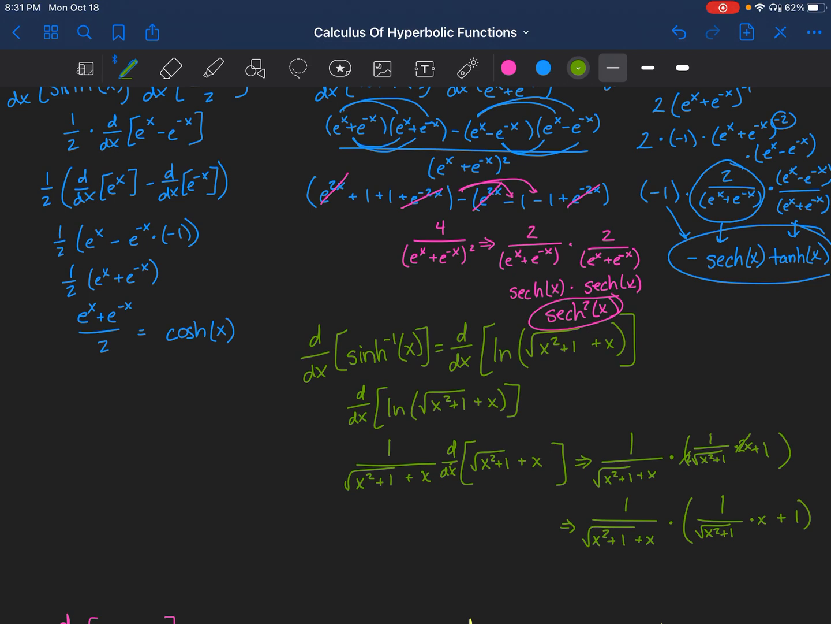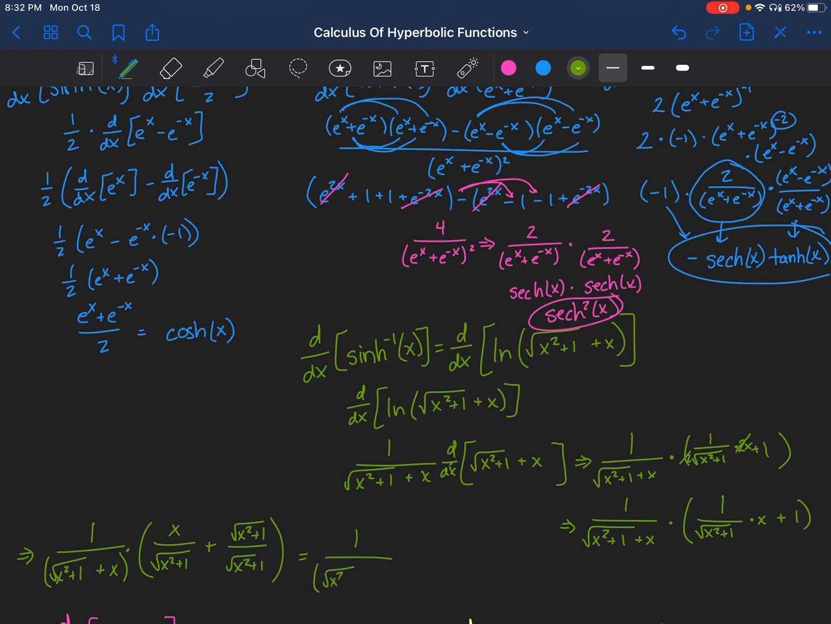Notice it's gotten a little on the messy side here, but we can start trying to work stuff out. For example, I can make that one big fraction. So we'll have 1 over the square root of x squared plus 1 plus x, times, let's move that x on top, x plus the square root of x squared plus 1 over the square root of x squared plus 1. Notice all I did was make a common denominator with this 1 and this x squared plus 1. Hopefully you recognize at this moment that that numerator has turned into the same as my denominator.